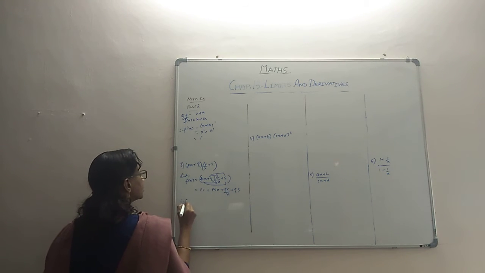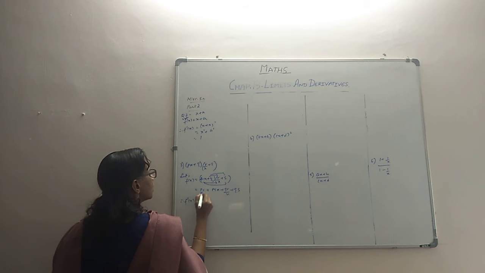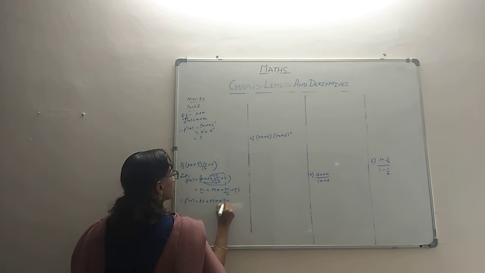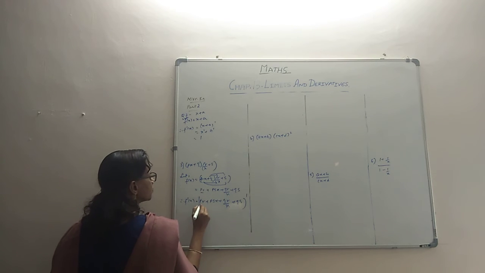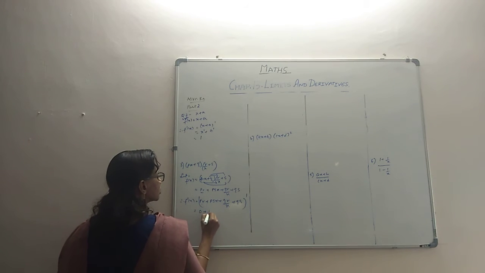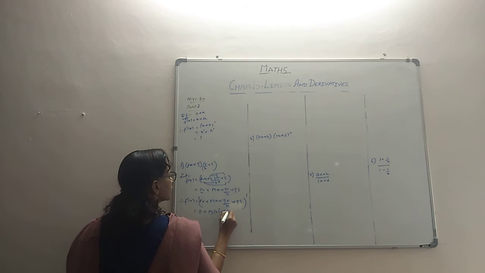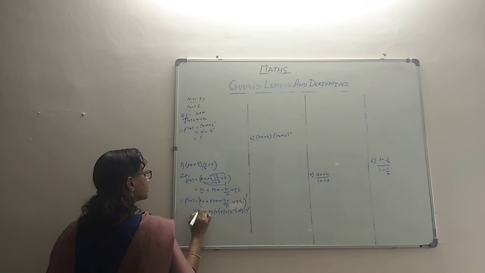So let's take the derivative, f dash x. It's like PR, PSx, QR by x, and QS. We are going to take the derivative of each term. Derivative of PR is 0. Derivative of PS into derivative of x. QR into derivative of x raised to minus 1 if you want. And derivative of QS. That's how we are going to take it.